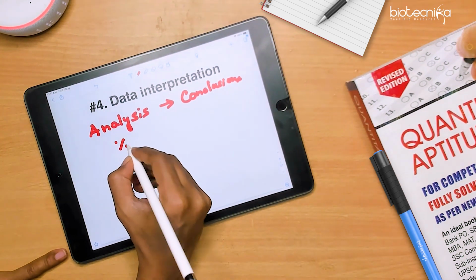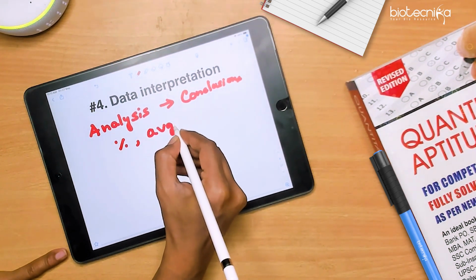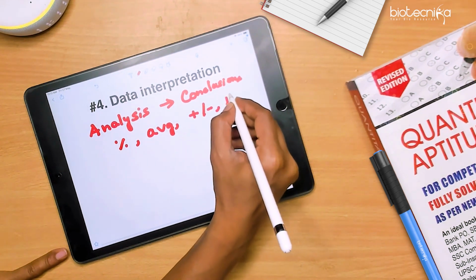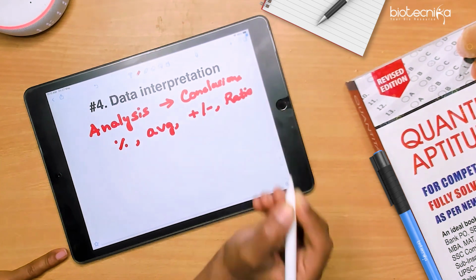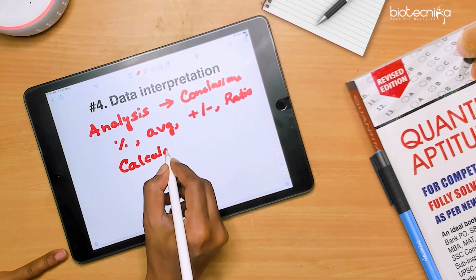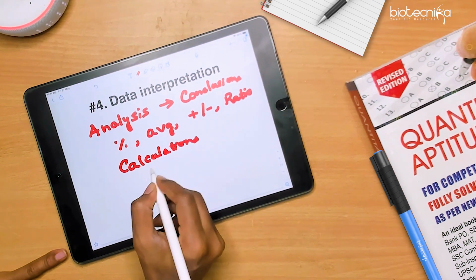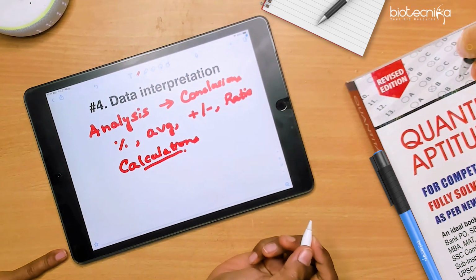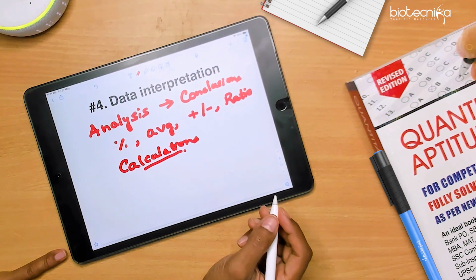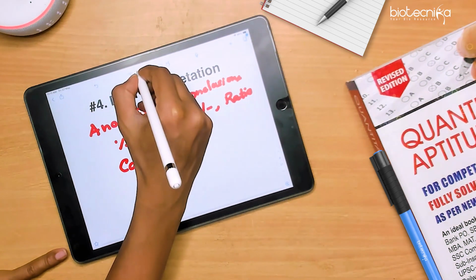They can ask on percentage, they can ask on average, they can ask on addition and subtraction, they can ask ratio or proportion. So you need to have command over calculations. Properly fraction, simplification, everything you should be able to do it properly. And these topics are necessary to score well in these kind of part A questions.